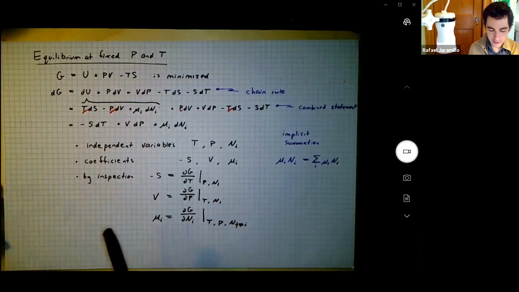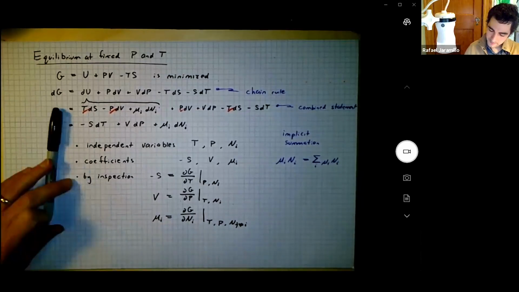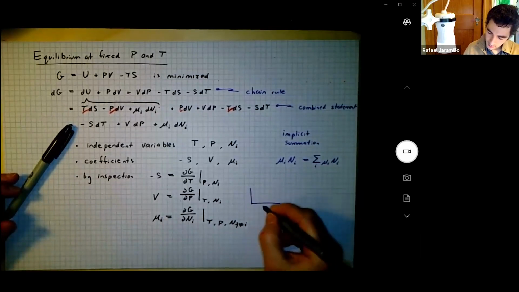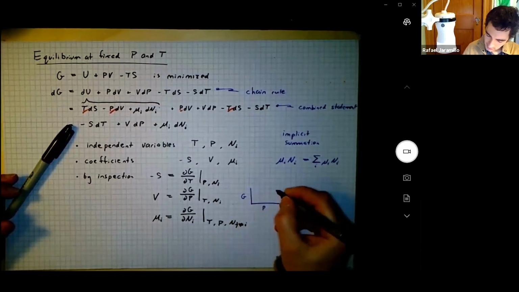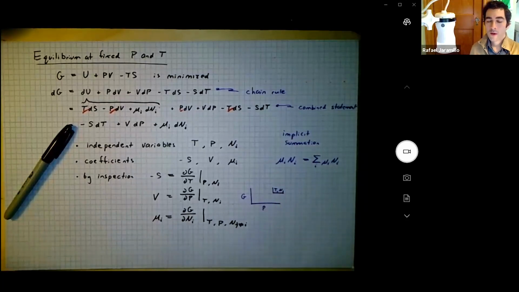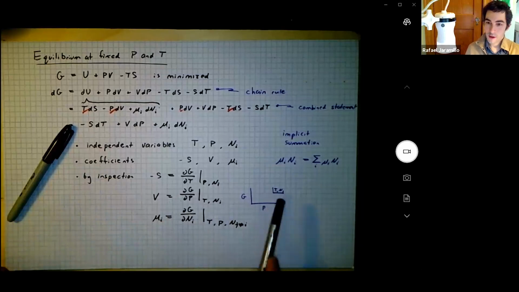So already we can say something about the slope of these things. Here's pressure, and here's Gibbs free energy, and we're fixing temperature and particle number. What's the slope? Is it positive or negative? Gibbs versus pressure for fixed temperature and particle number.